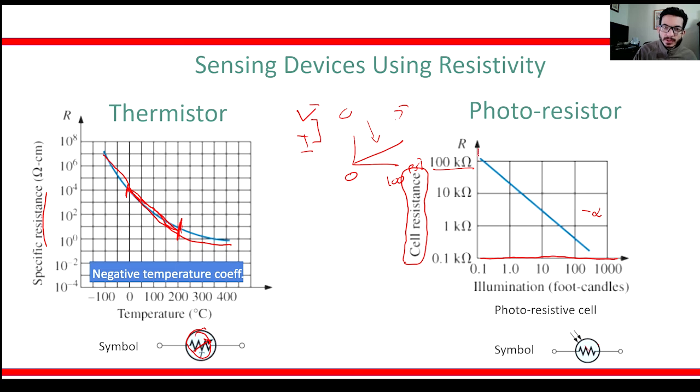And what it means is that at higher resistance, sorry, you would have smaller illumination, given the least amount of resistance, right? Makes sense, because you need more charges to go through it. So these are types of resistors that use resistance as its input.